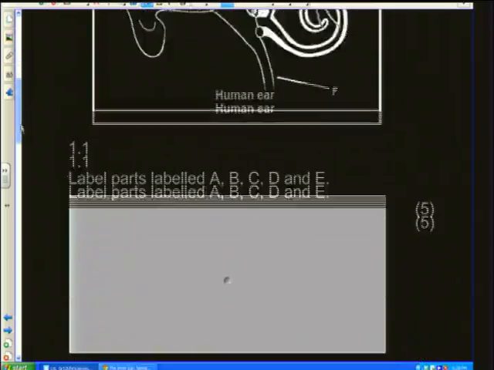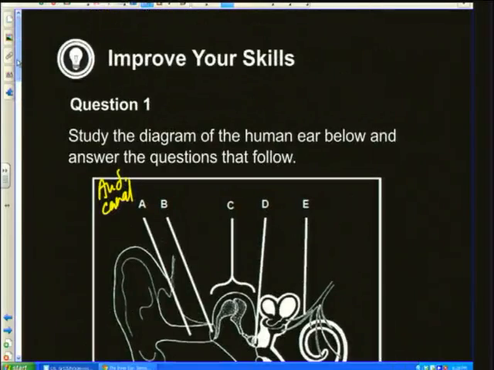A, what was it again? A, B, C, D, E. Okay, B, tympanic membrane. C, notice it's a curly bracket over all. Now it could be middle ear or ossicles. We could either call this the middle ear or we can even give it the label ossicles. If they gave you the individual bones, then you had to say hammer, anvil, or stirrup.